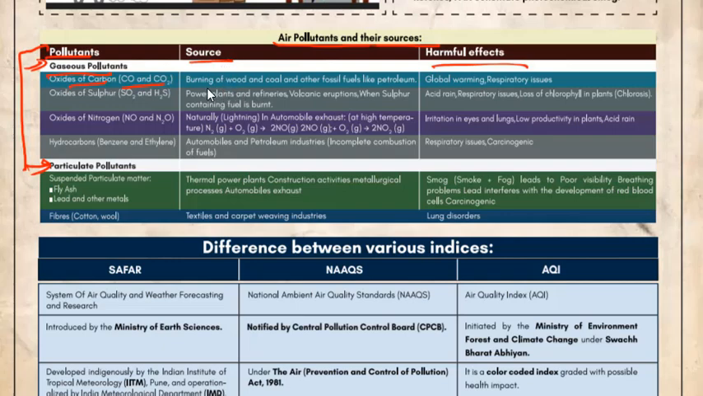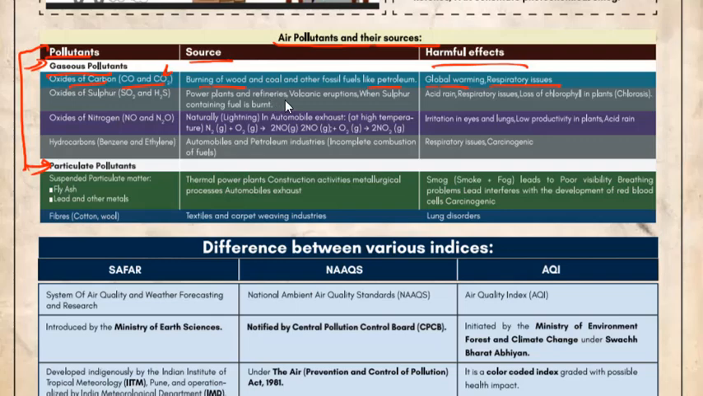The sources are burning of wood, coal and other fossil fuels like petroleum. And what are the harmful effects? Greenhouse gas. One of the most important greenhouse gases is carbon dioxide, which is mostly responsible for global warming. Respiratory issues, because of carbon monoxide also, we can say. Next are the oxides of sulfur, that is SO2 and H2S.